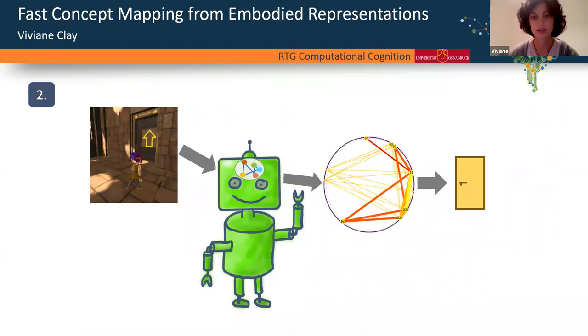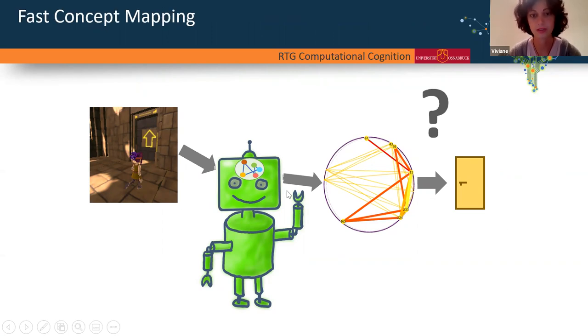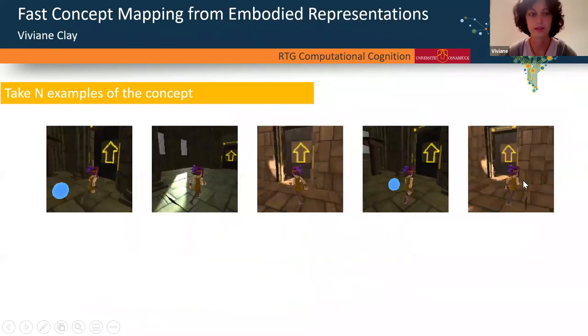So we have an image, we give it to the network, we look at how this is represented, and then I want to associate a semantic label with it. The first two steps we already have: we have a trained network and can get the representation of the image. Now, how can it be associated with a semantic label? I call this fast concept mapping, inspired by fast mapping of children.